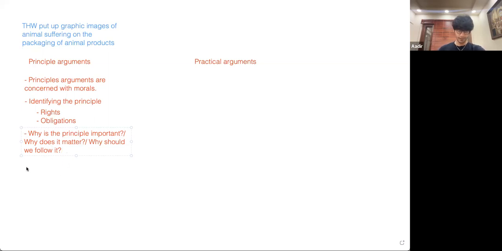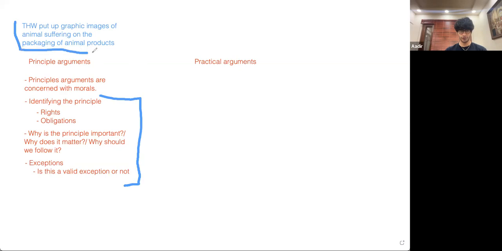Then we look at something called exceptions. And I'll explain this in a moment. Is this a valid exception or not? All right. So whenever you make a principal argument, I want you to follow these steps. So now let's try this for this motion. Someone identify a principle.